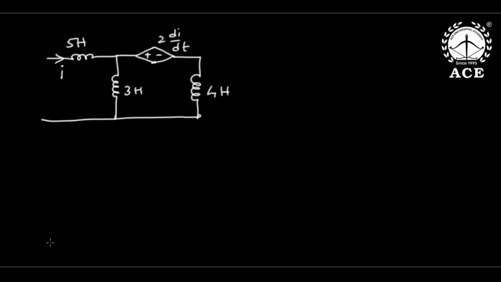Okay. I will apply Ohm's law. Let me inject a time varying voltage V, and I will bring the relation between V and I as V equal to L total di by dt. This L total you can find. For that I will do mesh analysis.